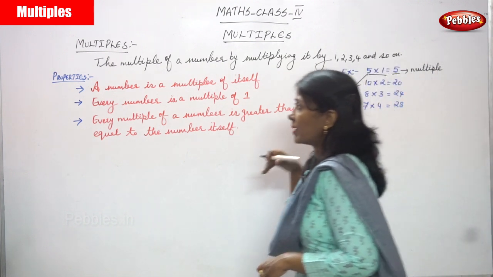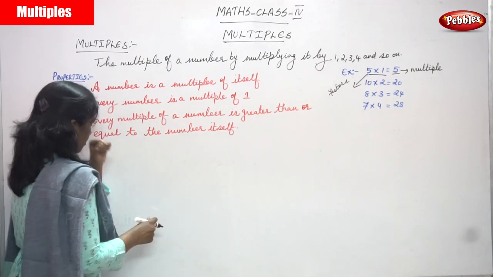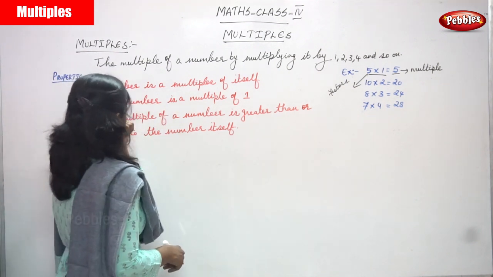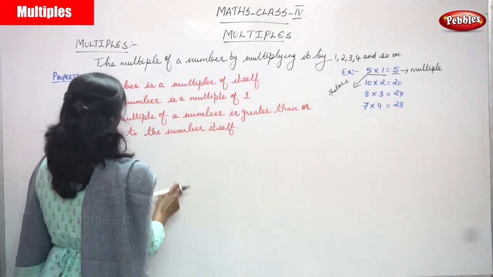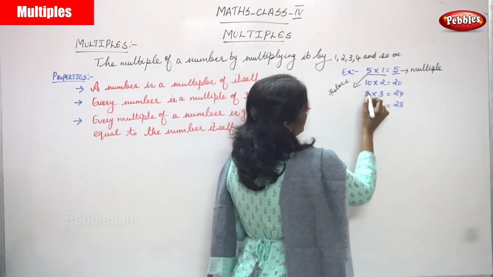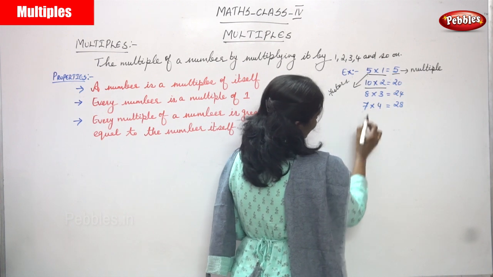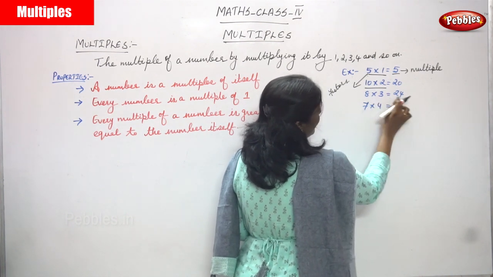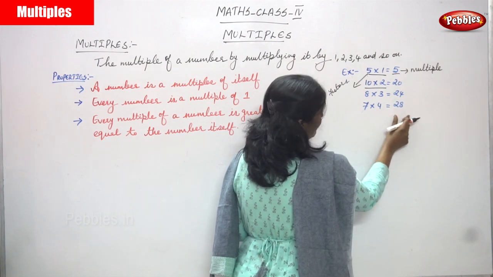So the properties of multiples: a number is a multiple of itself. See, I am giving many other examples. 10 into 2 is equal to 20, so these two are factors and 20 is a multiple. 8 into 3, these are factors and 24 is a multiple. 7 into 4, these are factors and 28 is a multiple.